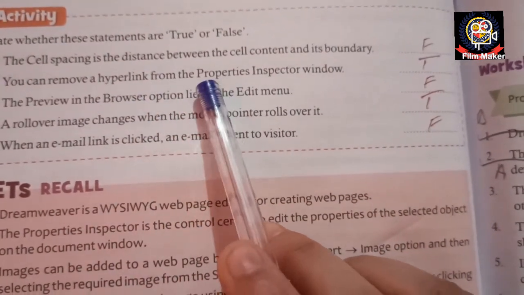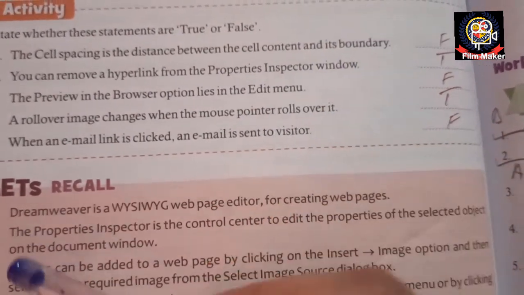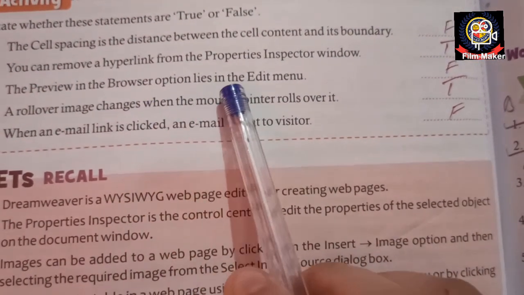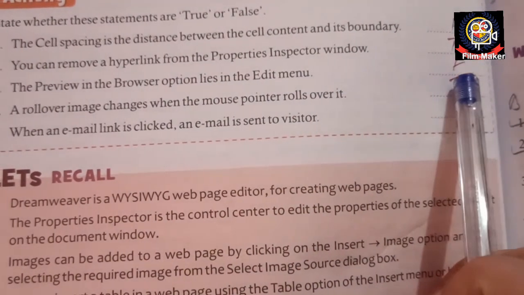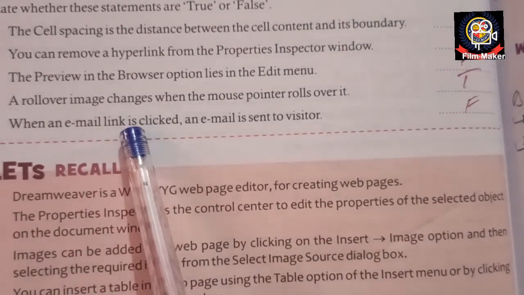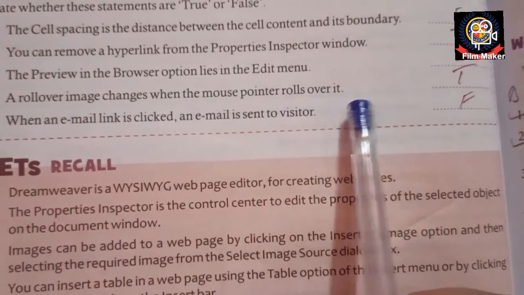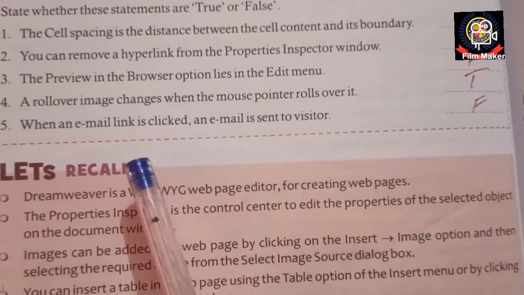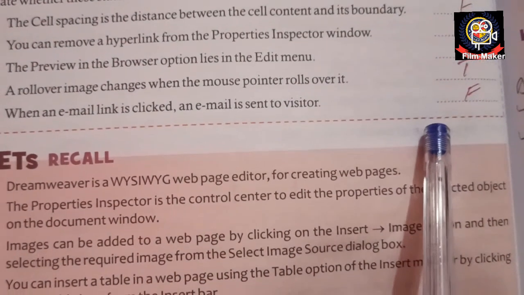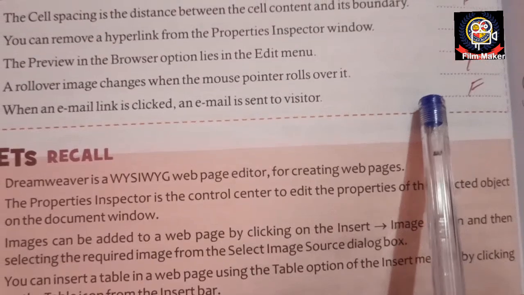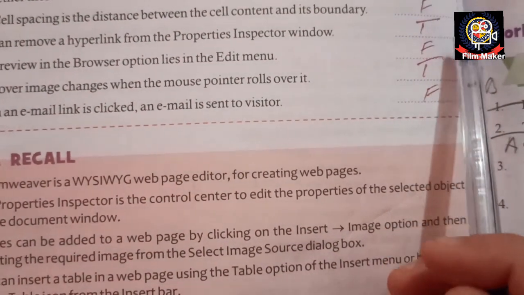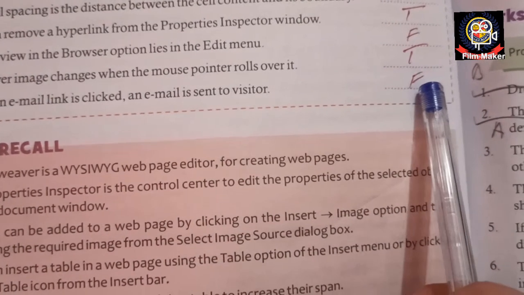You can remove a hyperlink from the property inspector window. Just now we have discussed it, so the statement is true. The preview in the browser option lies in the edit menu. False. It is not in the edit menu, it is in the file menu. A rollover image changes when the mouse pointer rolls over it. Absolutely true. When an email link is clicked, an email is sent to the visitor. No, it will directly open the email program through which they can send the message. So the sequence is false, true, and false.